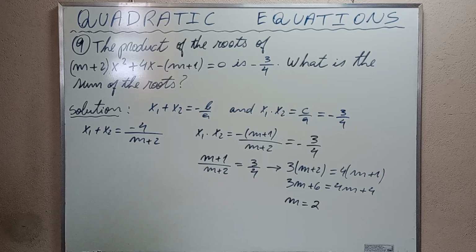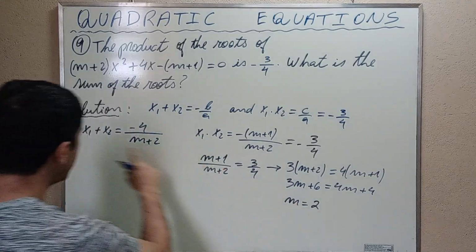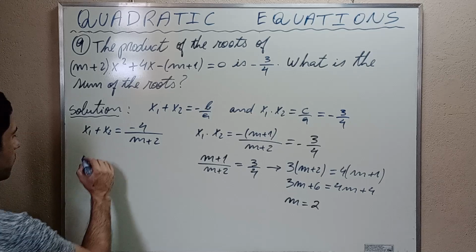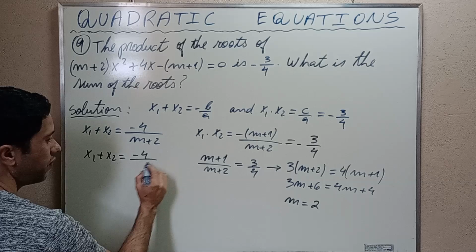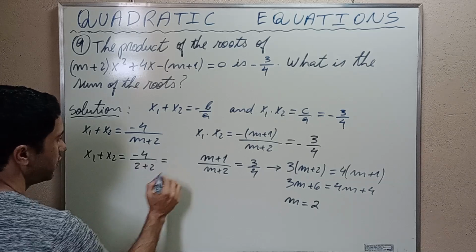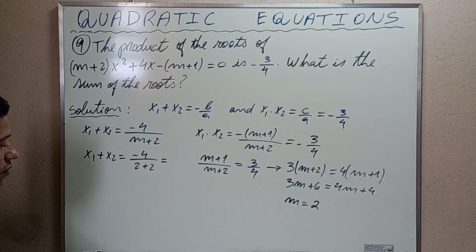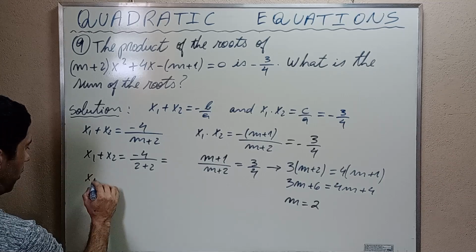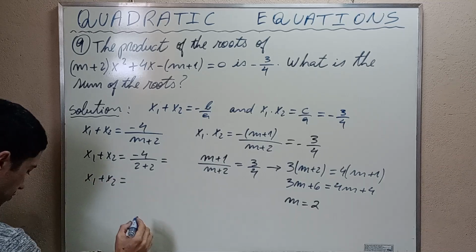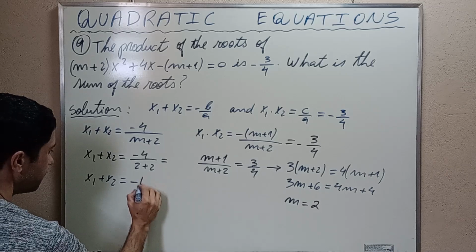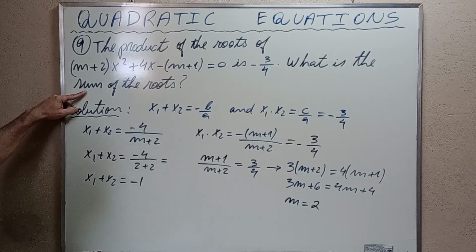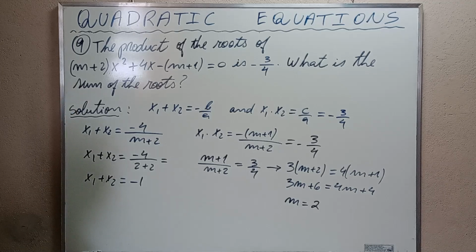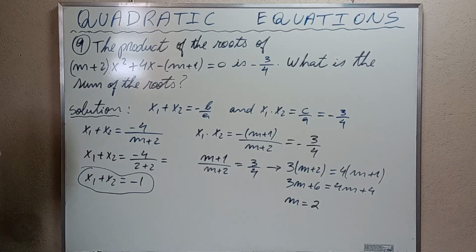With the knowledge of the value of m, we can find the sum of the roots. x1 plus x2 is equal to negative 4 divided by 2 plus 2. And this is equal to negative 4 divided by 4. And this is equal to negative 1. Alright, this is what the exercise wanted from us. What is the sum of the roots? The sum of the roots is negative 1.